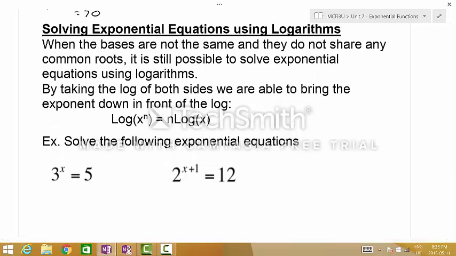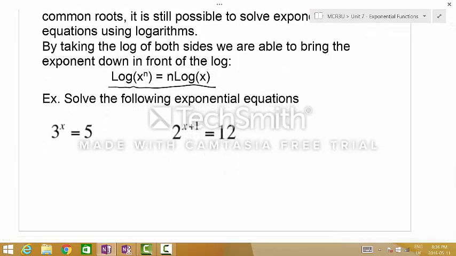What a logarithm does, it's a button on your calculator. Most of the log buttons just say log, L-O-G, and essentially what happens is when we take the log of both sides of an equation, we can bring the exponent down in front of that log. So you'll see here that we have log of x to the n, and that exponent n actually comes down in front of the log. So log of x to the n is equal to n log of x. Essentially we've brought that exponent down, and we'll see how that becomes handy.